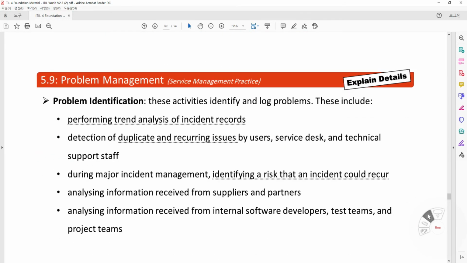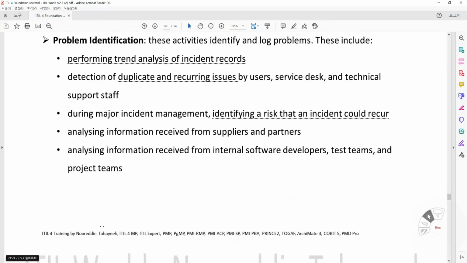Problem management: problem identification. These activities identify and log problems. These include performing trend analysis of incident records, detection of duplicate and recurring issues by users, service desk, and technical support staff. During major incident management, identifying a risk that an incident could recur. Analyzing information received from suppliers and partners. Analyzing information received from internal software developers, test teams, and project teams.